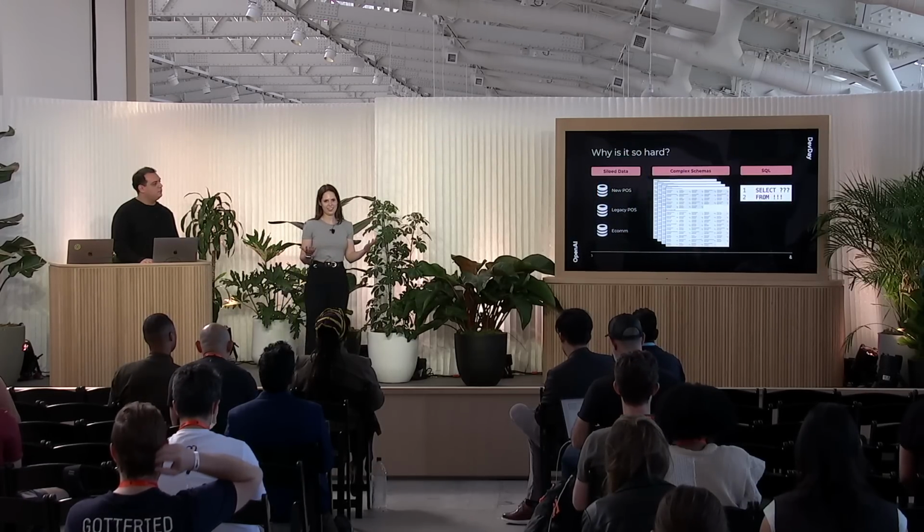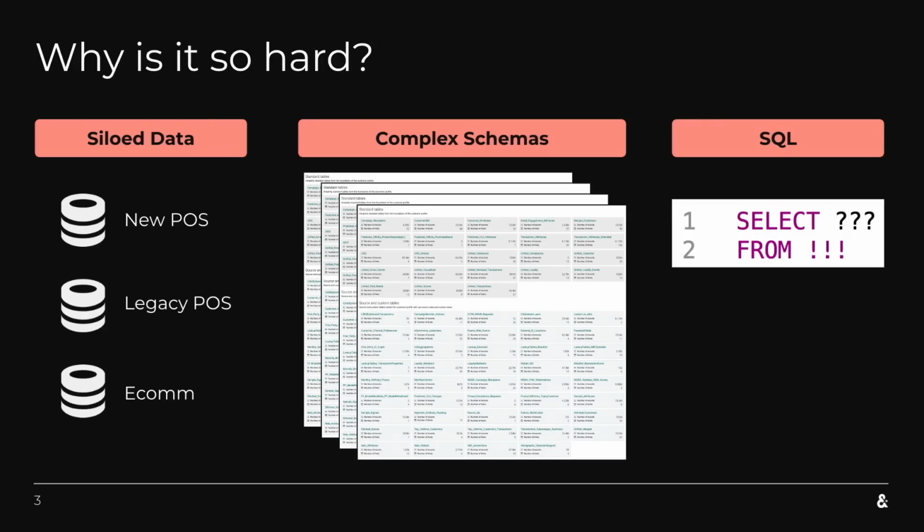Why is this actually so hard? There are a couple reasons. The first one is data is really siloed. Acme Retail has a POS system. It has a legacy POS system. It has an e-com system. Each of those systems has different customer IDs. Customers might have used different email addresses, names, physical addresses. It's really hard to even figure out how much a customer has spent at Acme Retail.